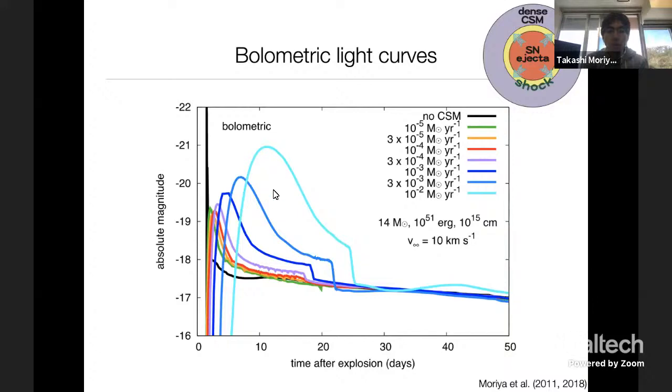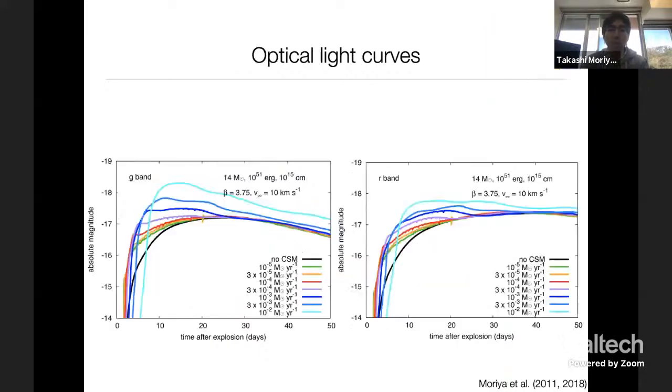So this is the bolometric light curve. This black line is basically what you expect without circumstellar matter. As we put in higher density, higher mass loss rate, then we have more effect on the bolometric light curve because of this interaction. As the density gets higher, the luminosity gets higher from this interaction.